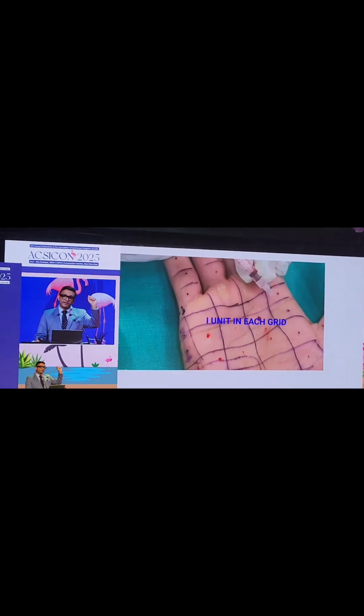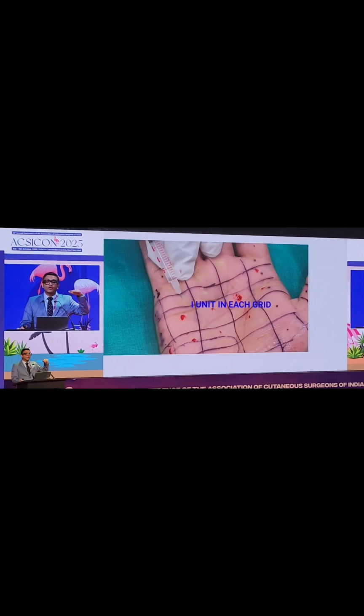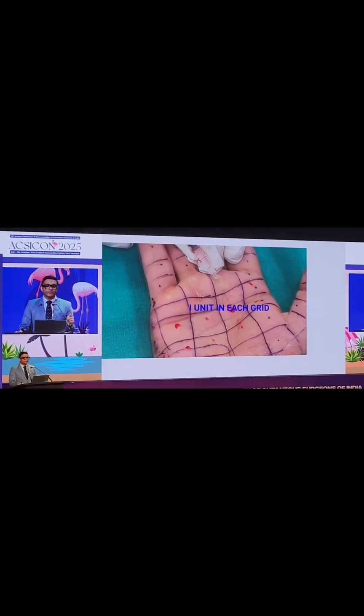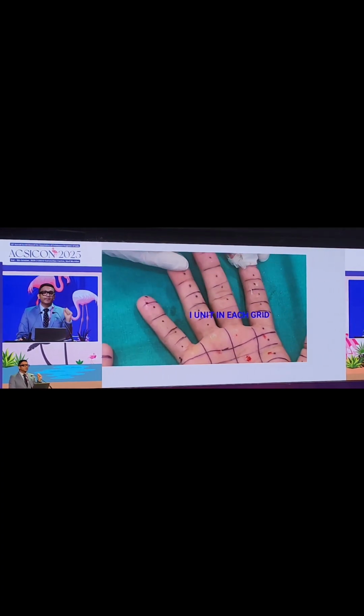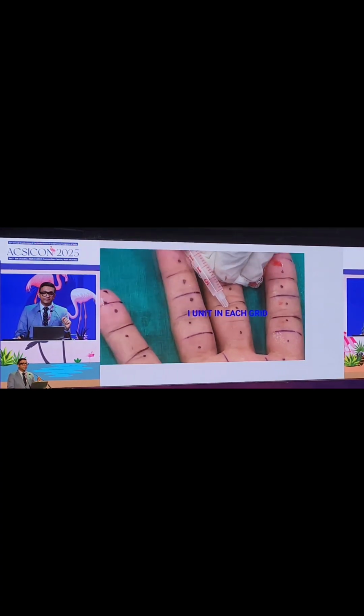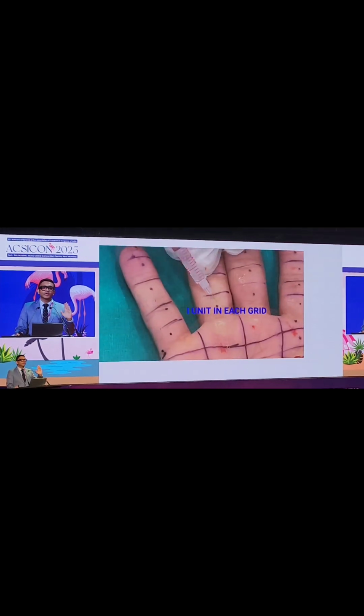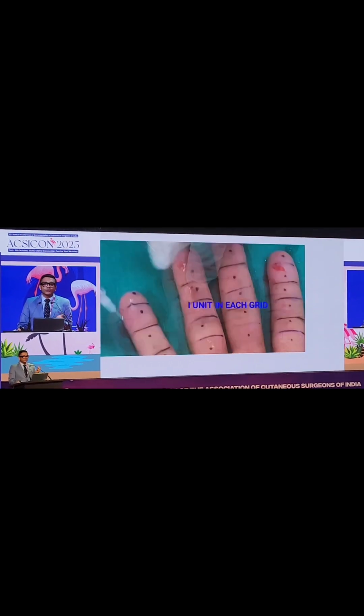A lot of you will start doing this. Remember, the bevel of the needle should be down. There's a lot of backflow and a lot of product wastage. So inject slowly. Make sure that you are going in at the right depth. It has to be deeper than what you inject for aesthetic indications, because the thickness of the skin is more over here.